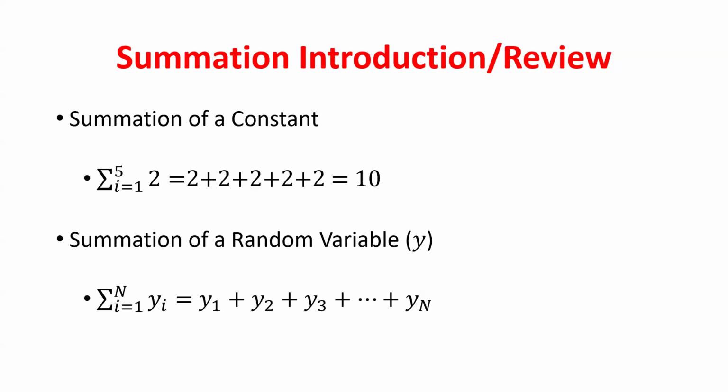But if I was to just add up the number 2, once, twice, 3 times, 4 times, stop at 5, it would really be like taking 2 plus 2 plus 2 plus 2 plus 2. This summation of 2 going from 1 to 5 would just be 10.